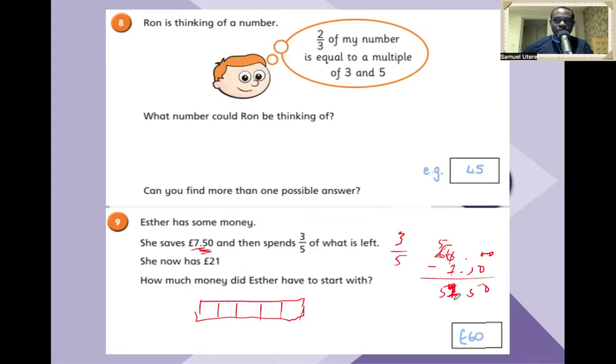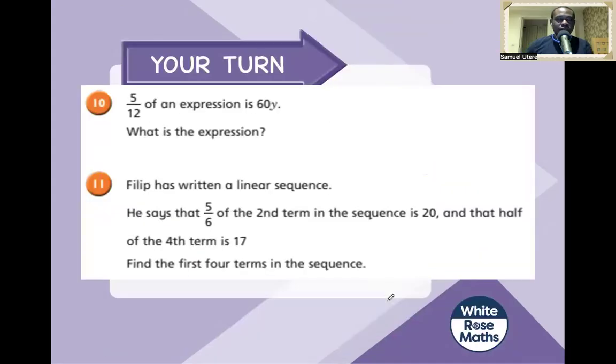So we'll work out 3/5 of this amount, and then you will see that what she has left will now be 21 pounds. I don't want this video to be too long, so I don't want to spend too much time on that. Okay, question 10 and 11.